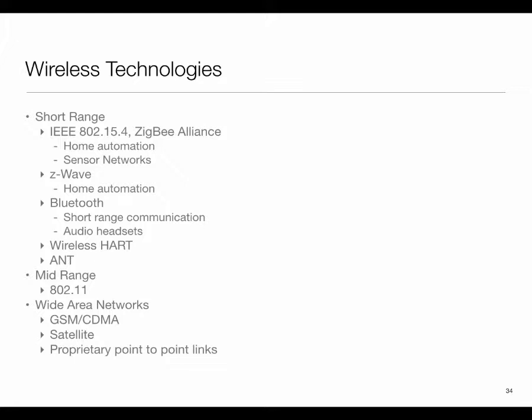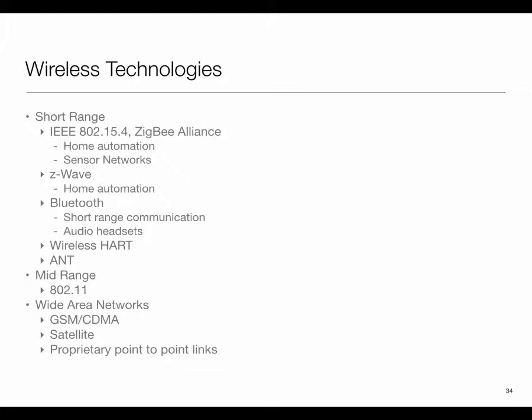Mid range is pretty much dominated by 802.11. By mid range I mean in a single hop you want to go distances of tens of meters to perhaps a small number of 100 meters. 802.11 is the only one. A lot of attempts have been happening to create lower power versions of 802.11. Didn't quite work out.